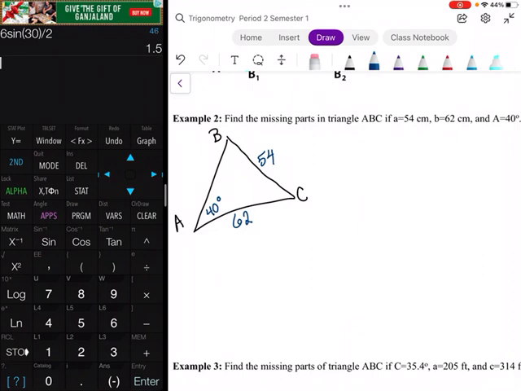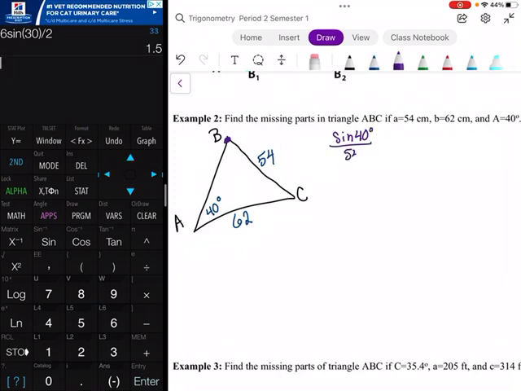So let's go ahead and solve for angle B, because that's the information we have that we're able to solve for. So we'll do the sine of 40 over 54 equals the sine of B over 62. We'll go ahead and multiply both sides by 62.